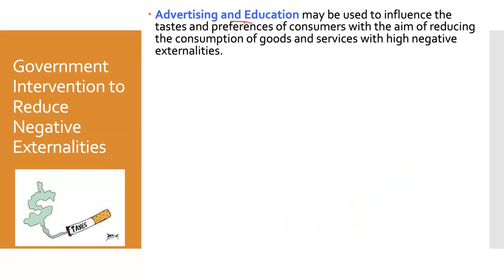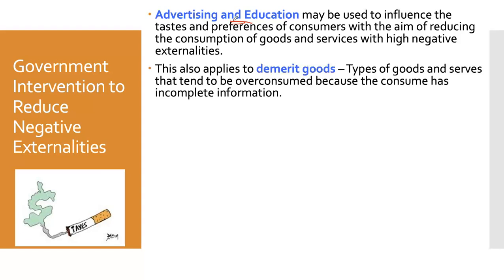Advertising and education are great ways to reduce the demand for these products. This also might be applied to demerit goods, and this occurs when types of goods or service that tend to be overconsumed because the consumer has incomplete information. So advertising and education may be used to influence the taste and preferences of consumers with the aim of reducing the consumption of goods and services with high negative externalities, high negative impacts on third parties.